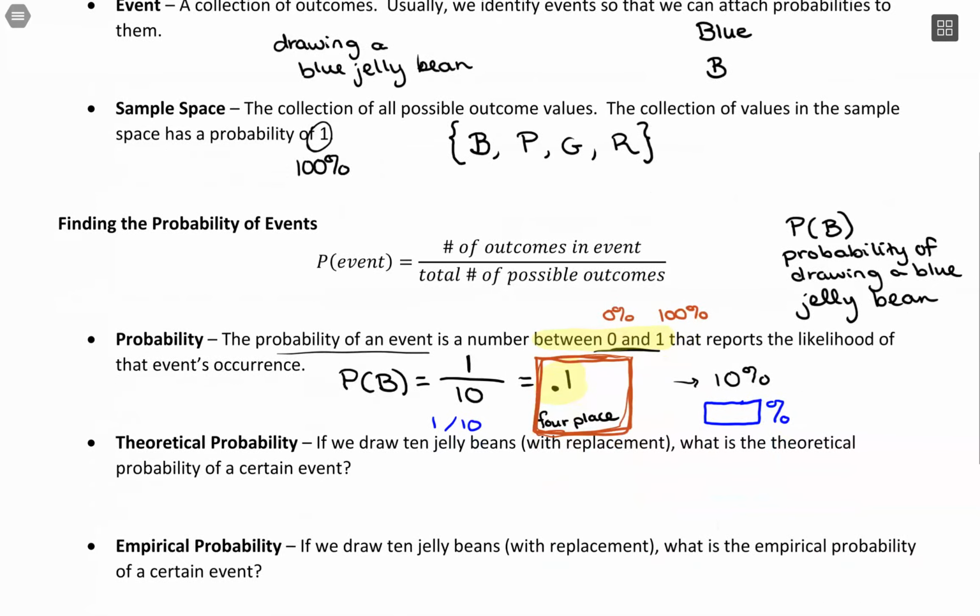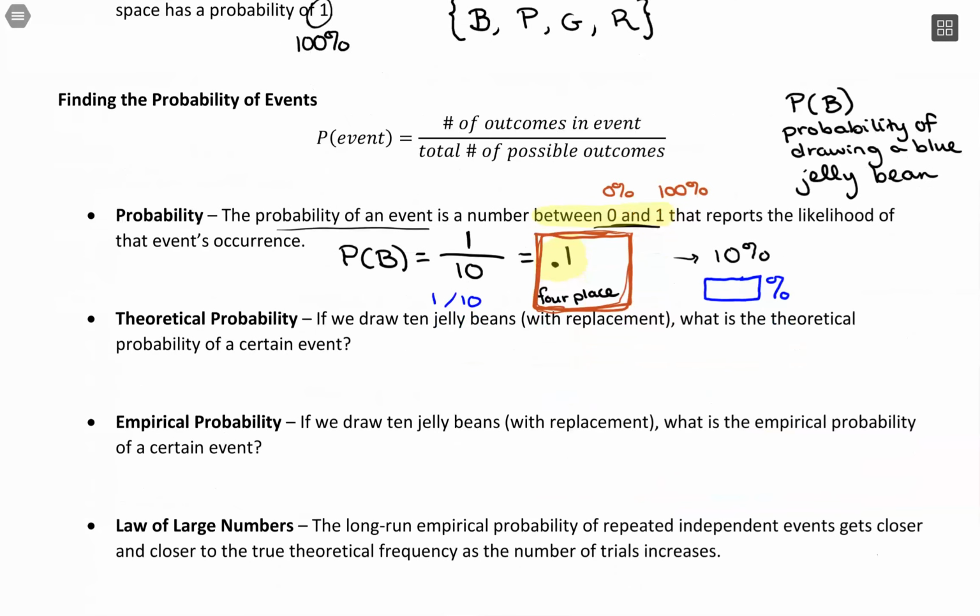All right, let's talk about these 2 concepts, theoretical probability and empirical probability. So let's say we were drawing 10 jelly beans, and I threw in this wording here, and we'll talk about this some more, with replacement, which means when I draw a jelly bean out, I put it back. So it isn't that I'm ending with all jelly beans out of the bag. If I'm putting them back, I still have 10 jelly beans in the bag. It's just I pick one, I look at the color, and then I put it back. And then I pick the next one, look at the color, and put it back.